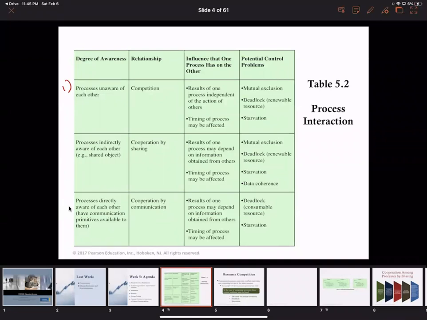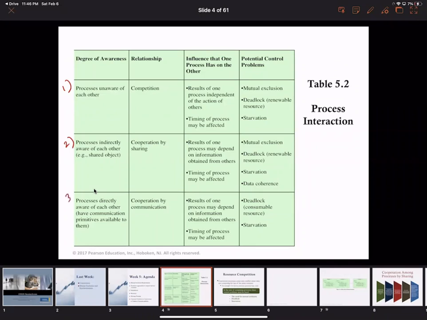Although the processes are not working together, the operating system needs to be concerned about the competition for resources. For example, two independent applications may both want to access the same disk, file, or printer. At this point, the operating system must regulate these accesses. The second level of awareness is processes indirectly aware of each other. These are processes that are not aware of each other by their respective process IDs, but that share access to some object, such as an input-output buffer. Such processes will exhibit cooperation in sharing the common object.